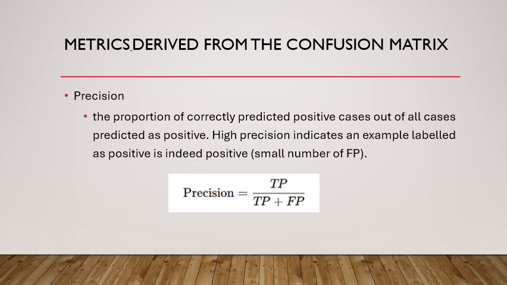And the next metric we have is our precision. Precision is the proportion of correctly predicted positive cases out of all the cases predicted as positive. So high precision indicates an example labeled as positive is indeed positive. It signifies that we have a small number of false positives. So the formula for that is precision is equal to true positive divided by the sum of the true positive and the false positive.